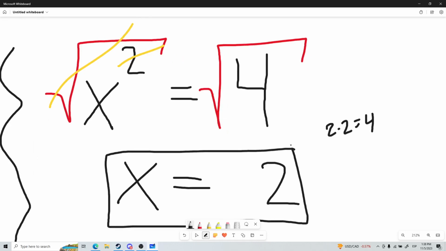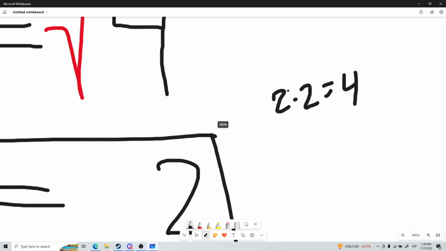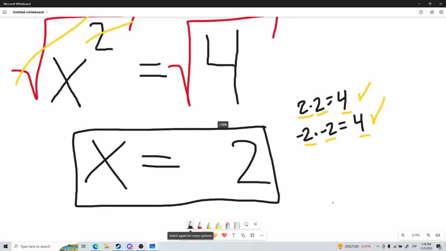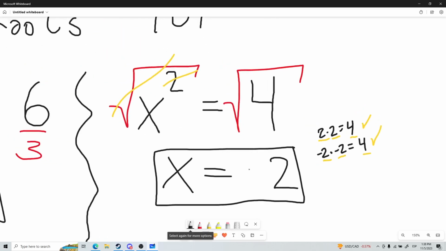So that's why the answer is going to be 2. Now, some of you math geniuses out there might be thinking, all right, I know that 2 times 2 equals 4, but technically, shouldn't negative 2 times negative 2 also equal 4? And I would say, damn, you are right. Positive 2 multiplied by itself gives 4, and negative 2 multiplied by itself also gives 4. And so the answer here is not just 2, it's actually positive or negative 2. Okay, why? Because of this here.